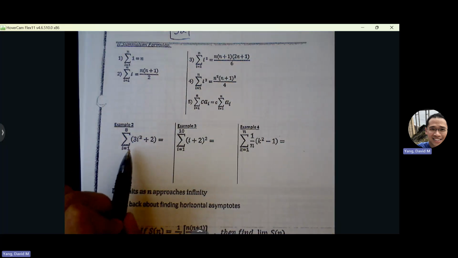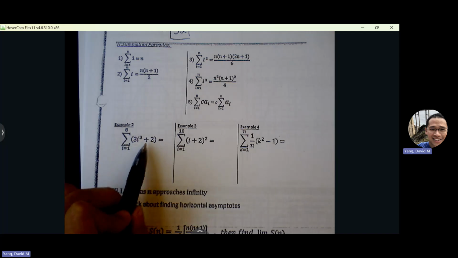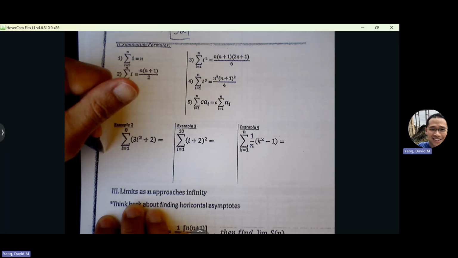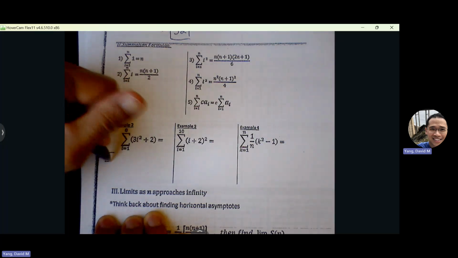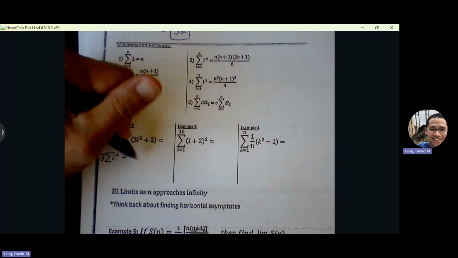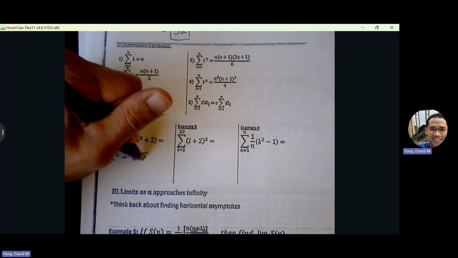Okay, so let me show you what example 2 looks like. We have the summation from 1 to 8 of 3i squared plus 2. Each of these has its own rule, so I'm going to break this up into different parts. I'm going to say the summation of 3i squared plus, and then for the 2, I can break up 2 into 2 and 1. So I can pull the 2 out.